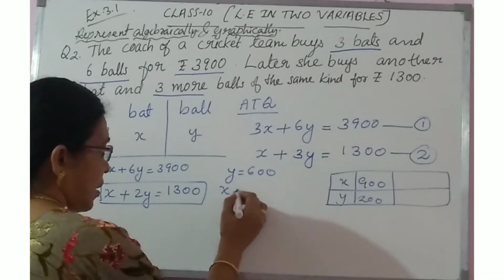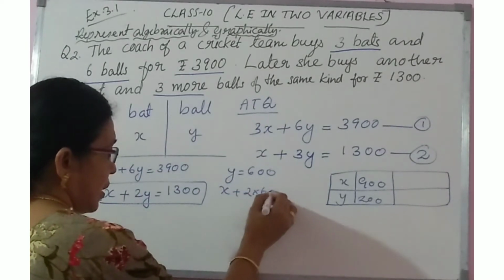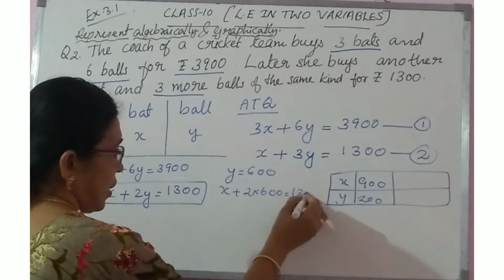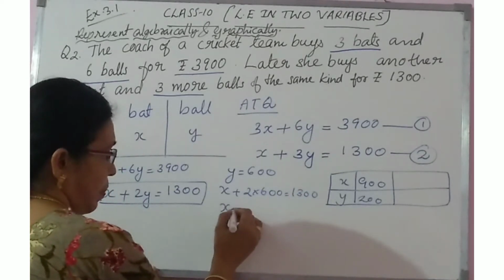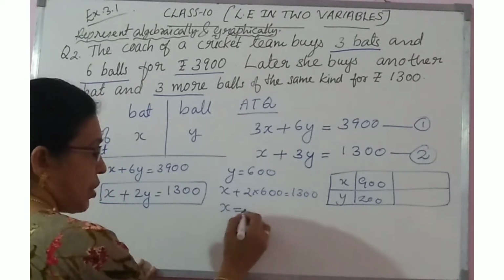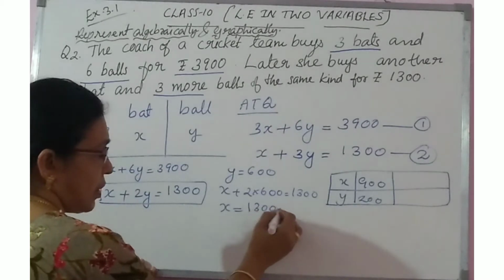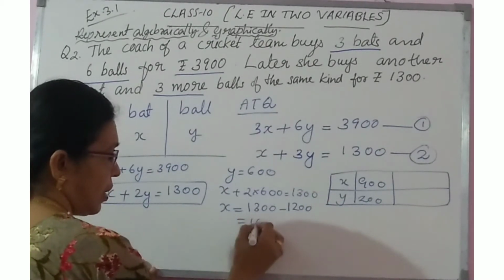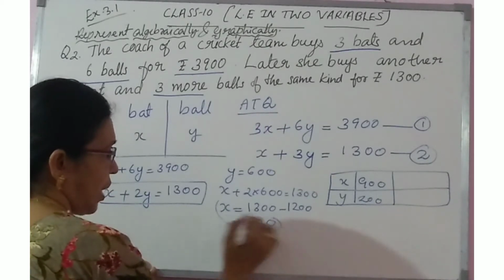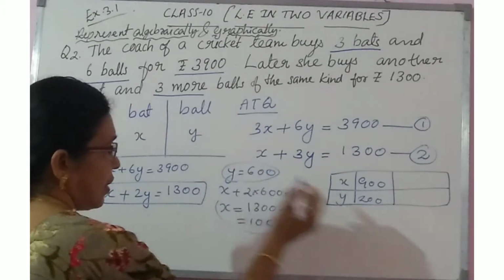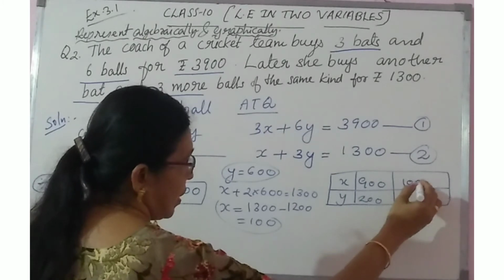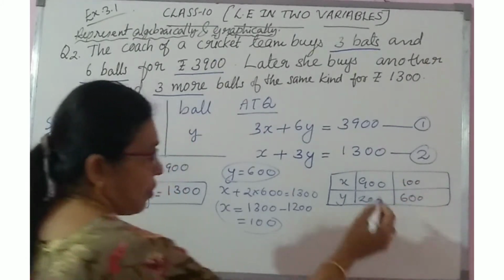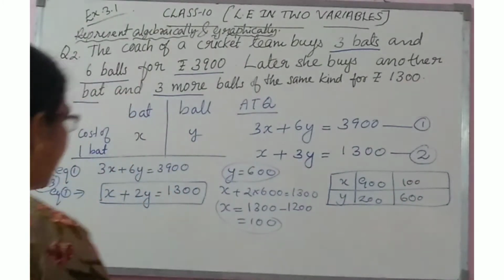So x plus 2 into 600 is equal to 1,300. X plus 2 into 600 is 1,200. In one step I am writing 1,300. This 1,200, if you take that side, minus 1,200, then the value of x is 100 and the value of y is 600. So x we can take 100 and value of y 600. With these 2 solutions we can draw the graph.